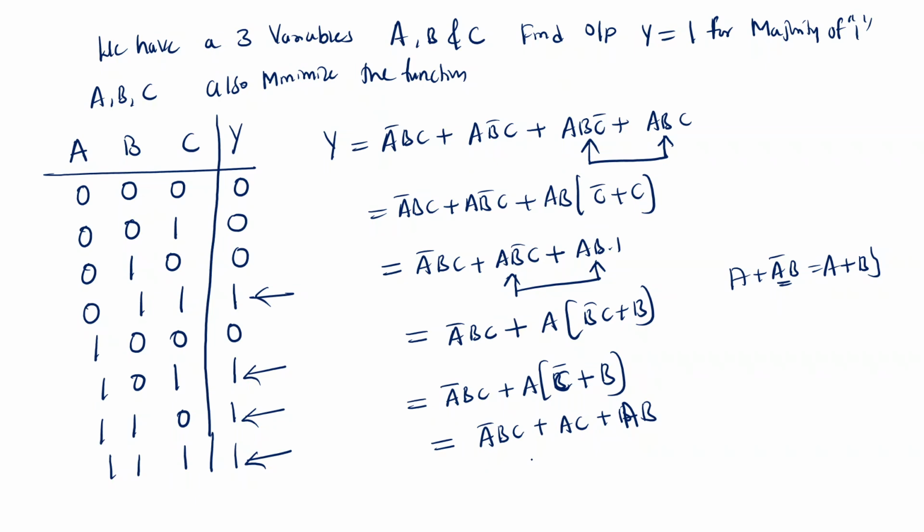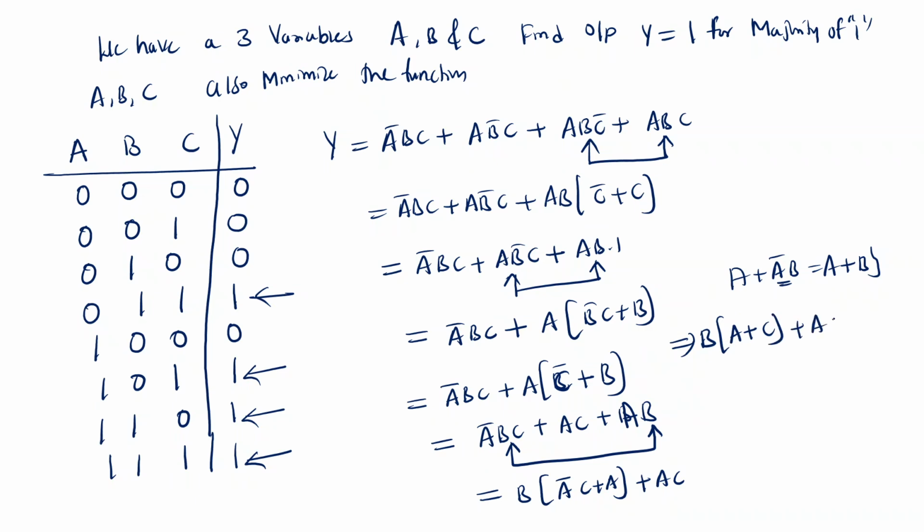If you take b common from these two, what are you getting? This is nothing but a bar c plus a, plus ac. So again apply the absorption law: the true form and the complemented form, the complemented form is redundant. So here you are getting a plus c plus ac. So if you multiply, what are you getting? ab plus bc plus ac. Okay, so like this you need to do.